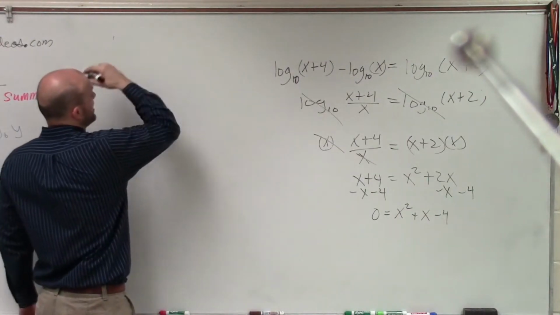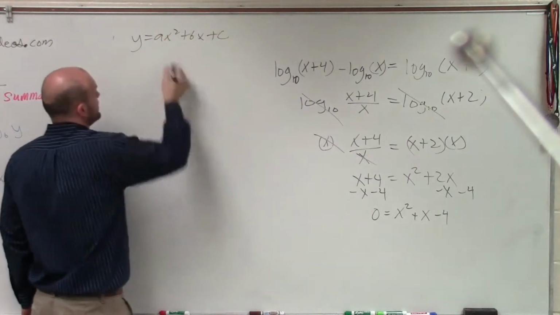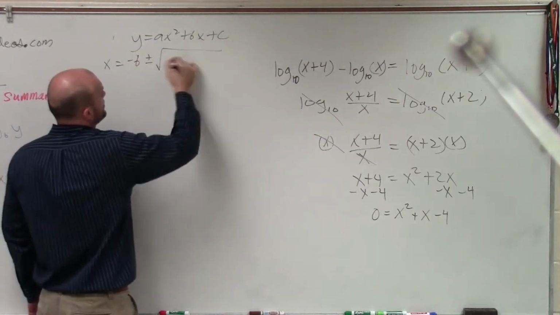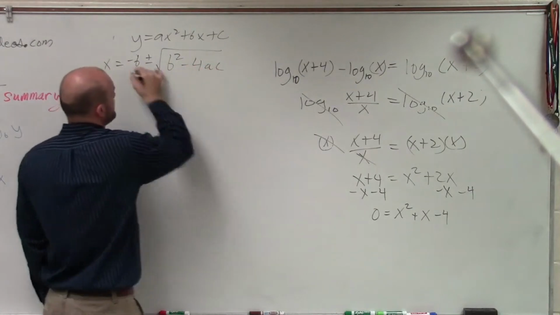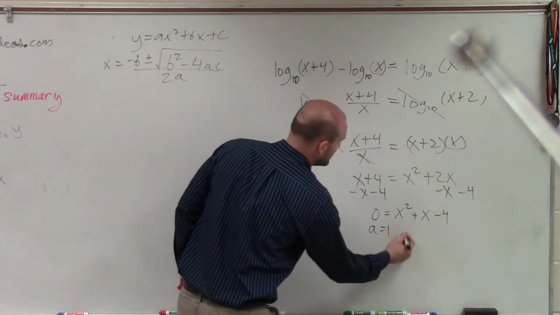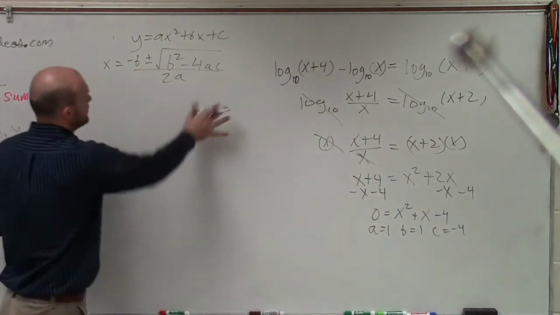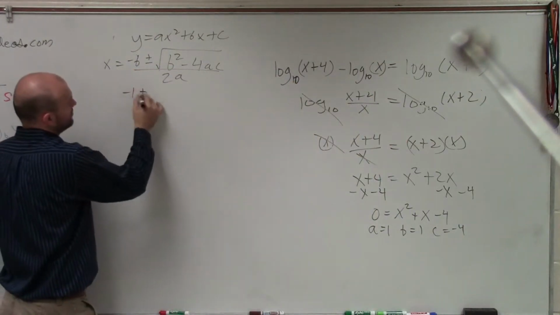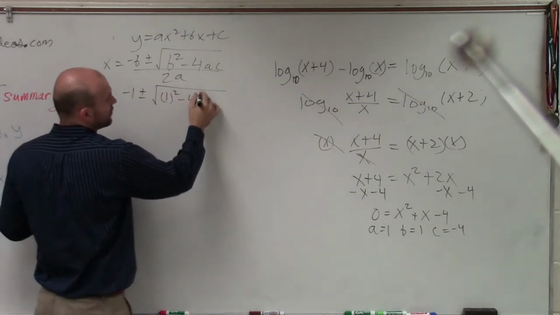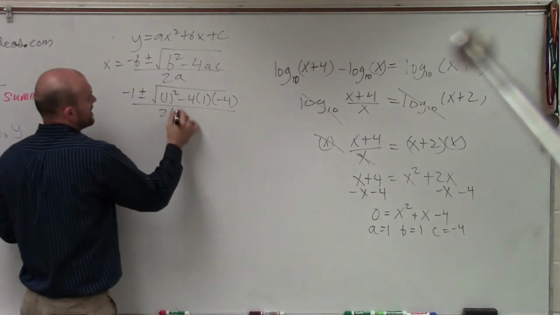Remember quadratic formula, when you have something in the form of y equals ax squared plus bx plus c. Therefore, the zeros are going to be x equals opposite of b plus or minus the square root of b squared minus 4 times a times c all over 2a. So in this case, you can say a equals 1, b equals 1, and c equals negative 4. So now we plug them in. So I'm going to have negative 1 plus or minus the square root of 1 squared minus 4 times a times c divided by 2 times 1.